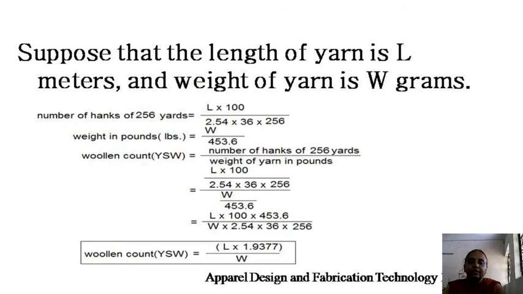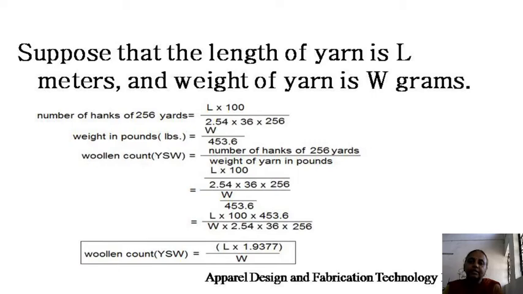Suppose that the length of the yarn is L meters and the weight of the yarn is W grams. Number of hanks of 256 yards is equal to L into 100 divided by 2.54 into 36 into 256. Weight in pounds is W divided by 453.6. For the woolen count, woolen count is equal to number of hanks of 256.